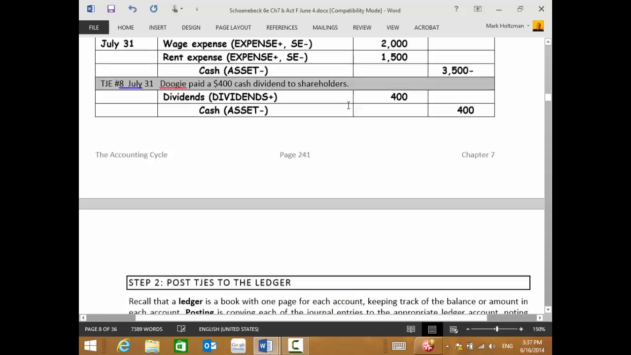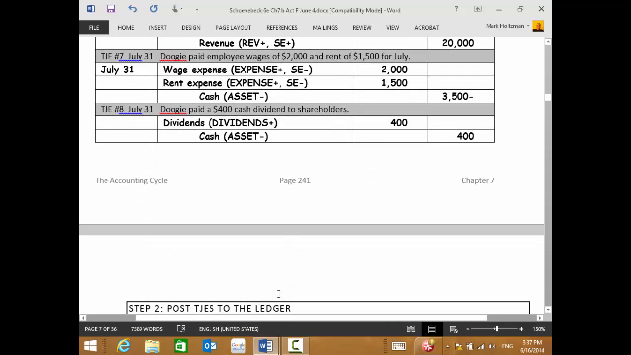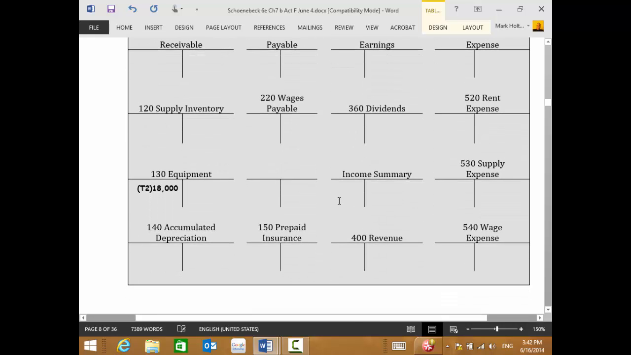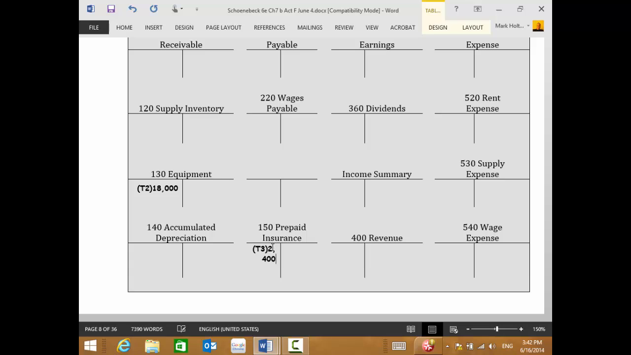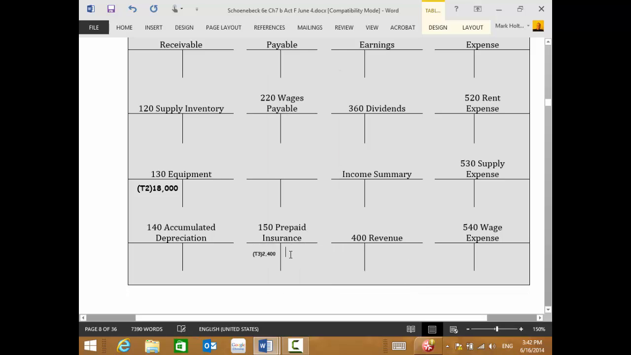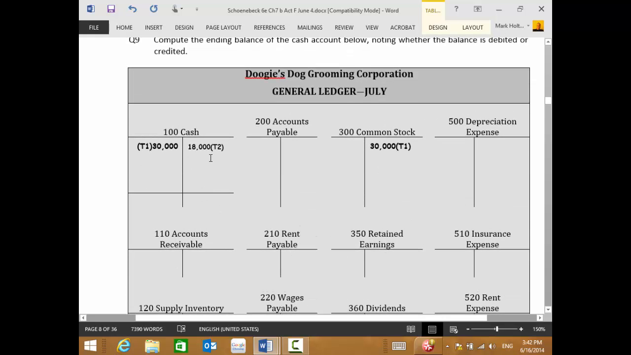So now take a few minutes, and I want you to do the rest of these. Fill them into the general ledger. We debited prepaid insurance, T3, for $2,400. Sorry, that's kind of small. And I credited cash for $2,400.